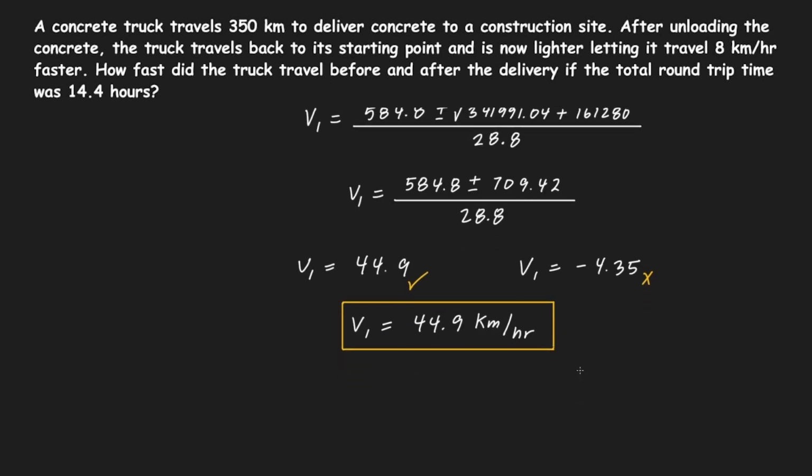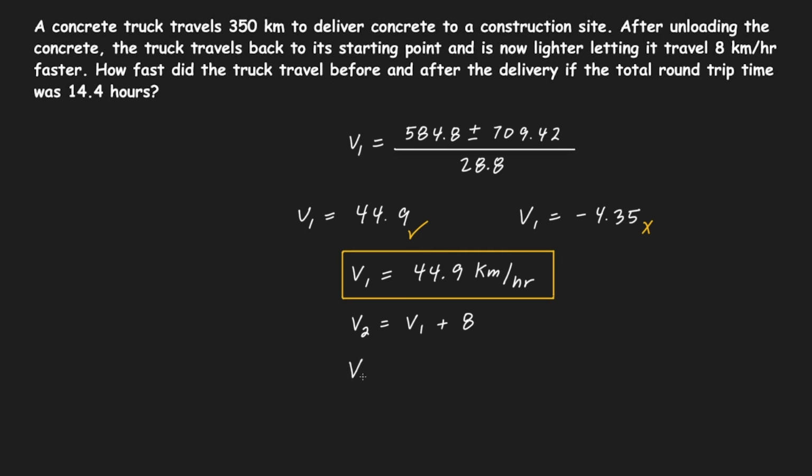And now solving for V2, since we know that V2 is 8 kilometers per hour faster than V1, we just add 8 to V1. And we end up with V2, which is the return trip speed, being 52.9 kilometers per hour.